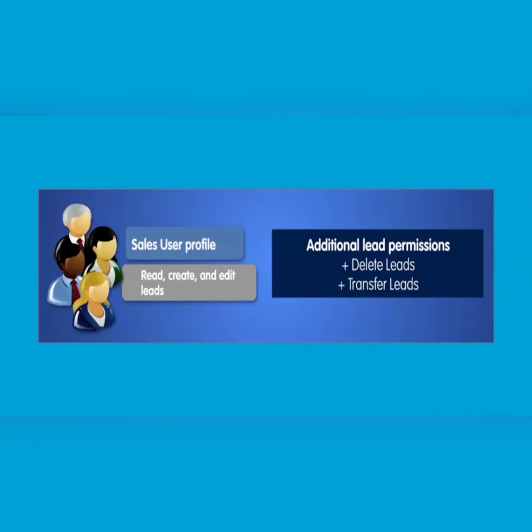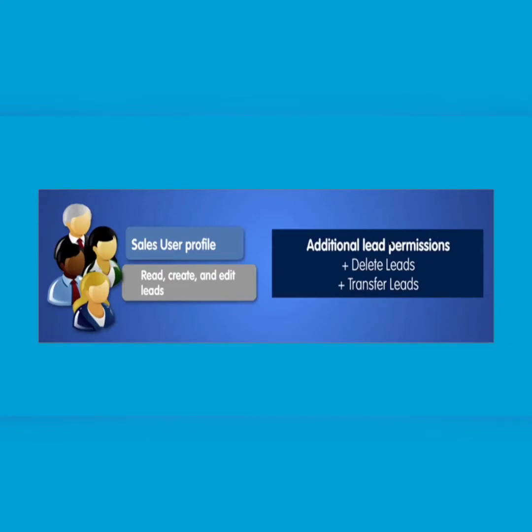So they can read, create, and edit the leads. But now, as you can see here, there are 4 people who have the sales user profile. But now suppose 2 of these users need additional access to delete a lead and transfer a lead to someone else. But we don't want to assign it to all 4 users. We just want to assign it to these 2 particular users.